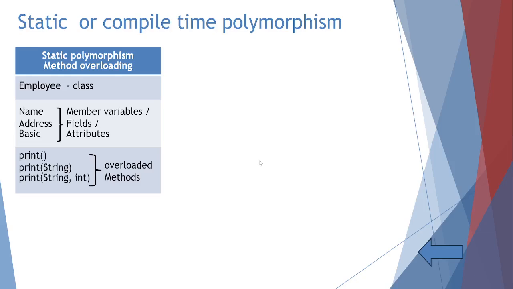Difference between static and dynamic. Static polymorphism, method overloading, we are understanding. Static means during compile time, a method is resolved. Let's assume there is a class called employee, which has three member variables, name, address, basic. The member variables are also known as fields, attributes, and three methods. Name is same, but different parameters, overloaded methods. So let's see the definition of the class employee.